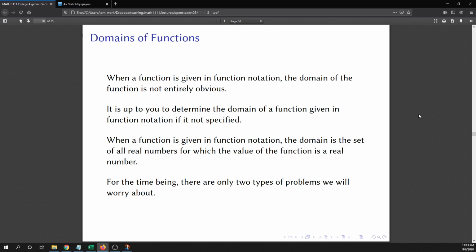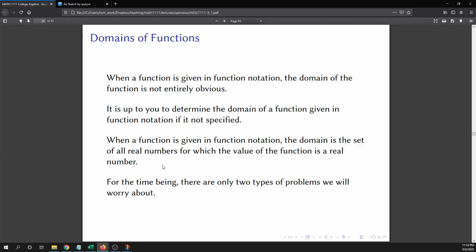because you just went through the ordered pairs and you picked out the first numbers and that was it. So when you're given a function in function notation, you've got to figure it out. The ordered pairs aren't entirely obvious. And so the convention, the rule, is that when you're given a function in function notation, the domain is the set of all real numbers for which the value of the function is a real number.